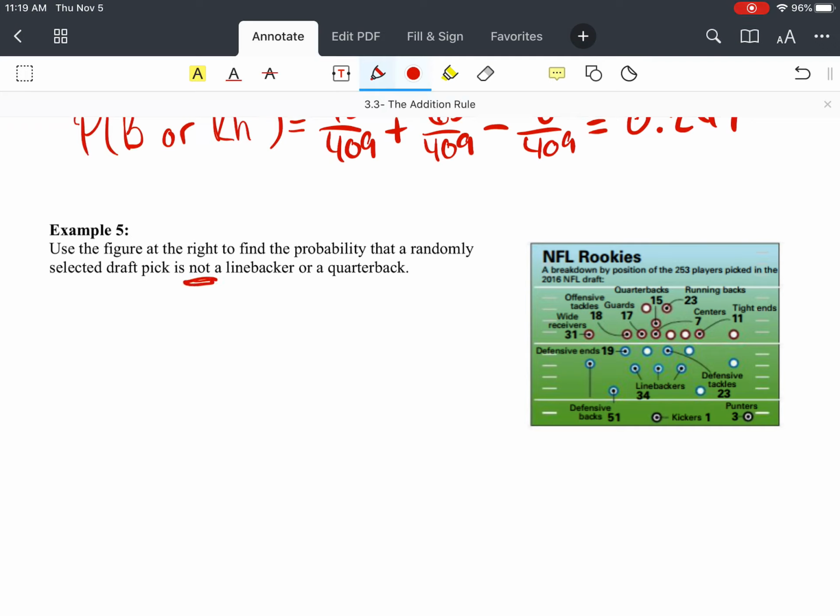In the figure to the right, we want to find the probability of randomly selecting a draft pick that is not a linebacker or quarterback. So what I want to do here is actually find the complement. So we want to find, first of all, the probability of actually finding a linebacker or quarterback. So to find the probability of picking a linebacker or quarterback, well, we have how many total people in our draft.